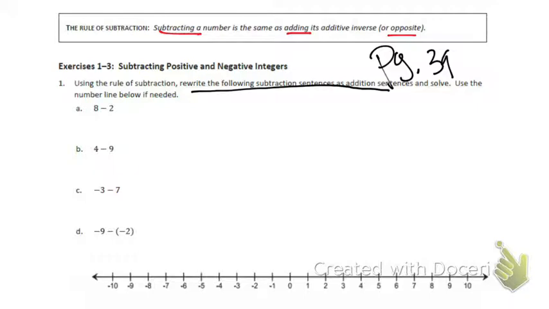Alright, so for the first one, 8 subtract 2. So right here, we're subtracting 2, right? Subtracting 2 is the same as adding the opposite of 2. What's the opposite of 2? Negative 2. So here, 8 plus negative 2 is 6.